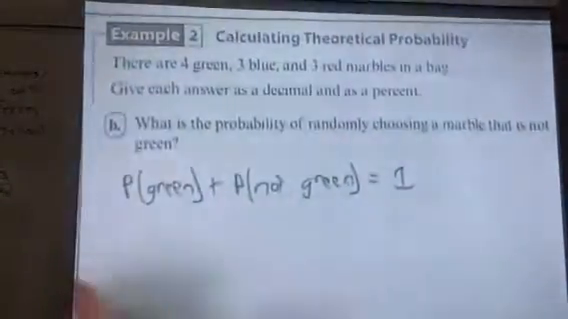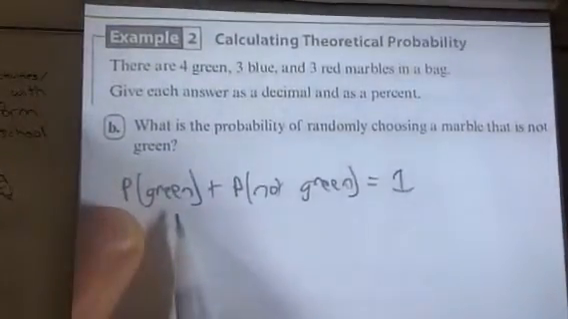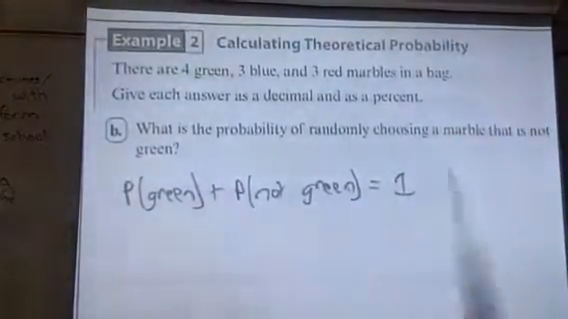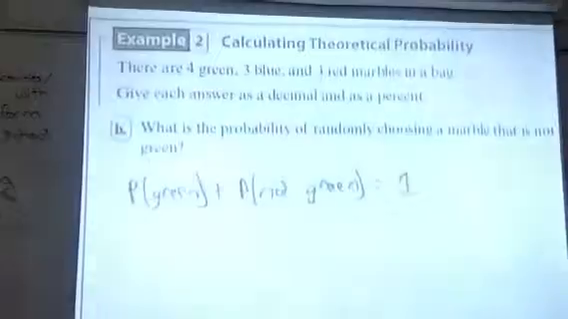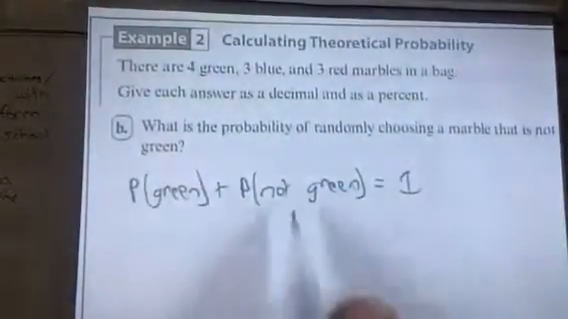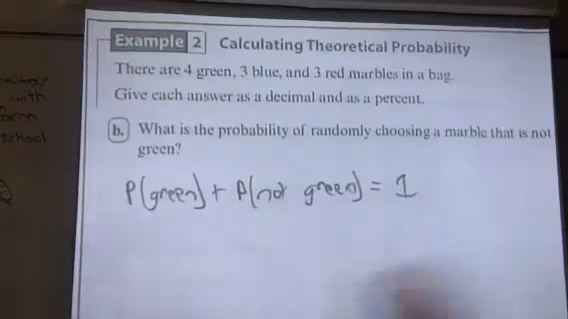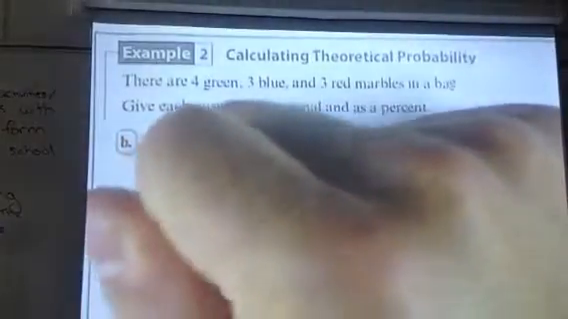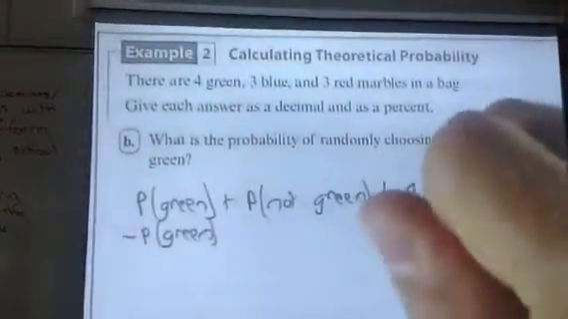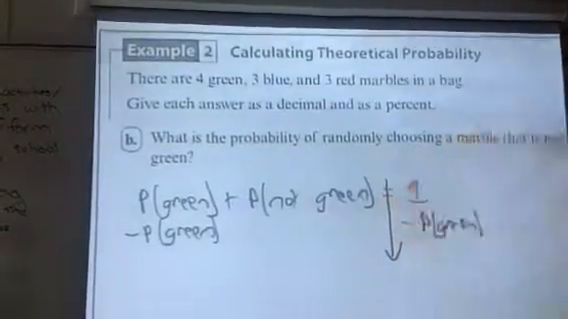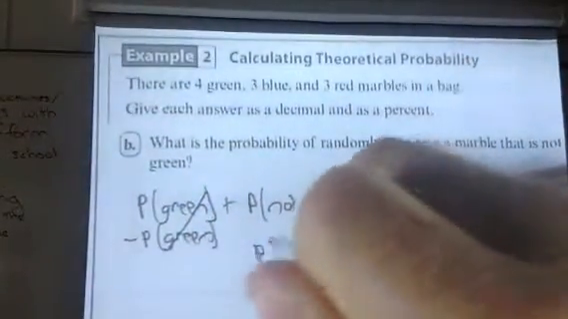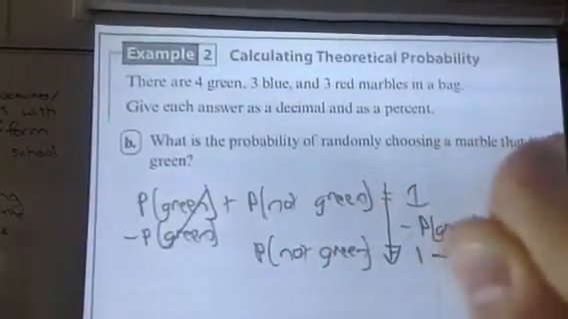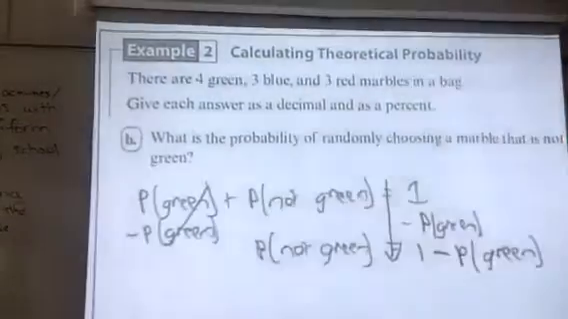equals 1. Okay? So what we could do is find the probability of green and then subtract that from 1. So let's do that. This is basically like an equation. If I wanted to solve for not green, that's what we want to find, the probability of not green, I could make this into an equation. I've got to get this by itself, so I could subtract the probability of green from each side. Those would cancel, and now I've got that the probability of rolling a not green marble is 1 minus the probability of rolling a green marble.